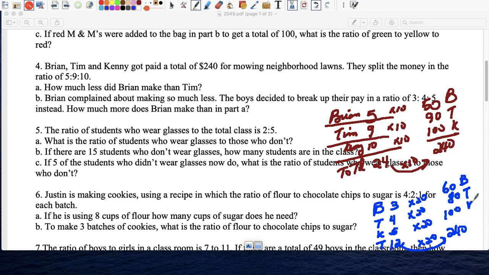Let's add this up, just to make sure I'm right. So 100 plus 80 is 180, plus 60 is 240. All right, good. So with this new ratio, Brian's making a little bit more money. He's making $60.